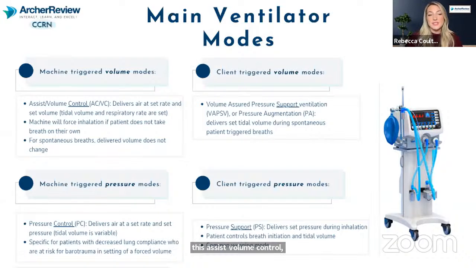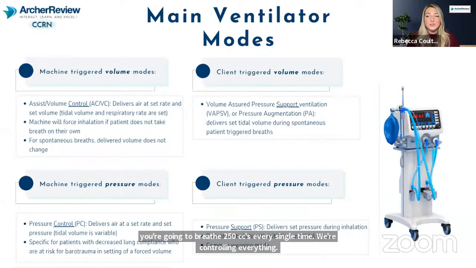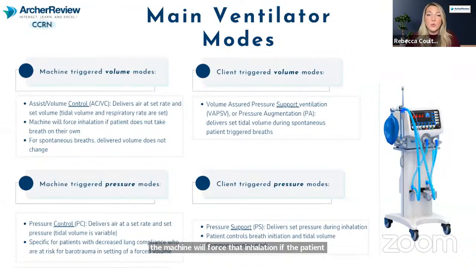This is what we're giving to our patients that we intubate. We've got them sedated. We're trying to take over all the workload that we can from those lungs. This is going to deliver air at a set rate. We set the respiratory rate and we set the tidal volume. So we're saying you're going to breathe 20 times a minute and you're going to breathe 250 cc's every single time. We're controlling everything. The machine will force that inhalation if the patient doesn't take a breath on their own, and force spontaneous breaths because these patients can still wake up when they're on this mode. That delivered volume does not change. It's not going to adjust for when the patient takes a breath. If the machine senses that the patient took a breath, it's just going to give that 250 cc's.